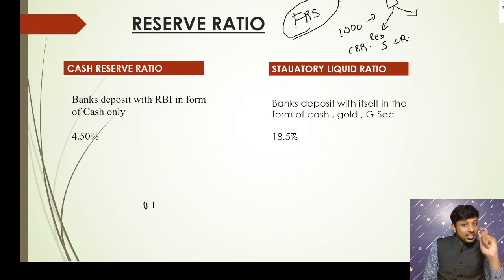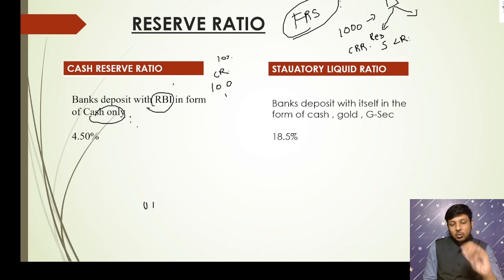Under CRR, suppose for example 10% is the CRR, it means out of this 1000, the bank should keep 100 rupees as CRR. For example, 10% means 100 rupees it has to keep as CRR. And this 100 rupees should be kept only with the RBI. It should not keep it within itself. That too, this 100 rupees should be only in the form of cash. It should not be in the form of securities or gold. It should be only cash, and this 100 rupees should be deposited with the RBI.